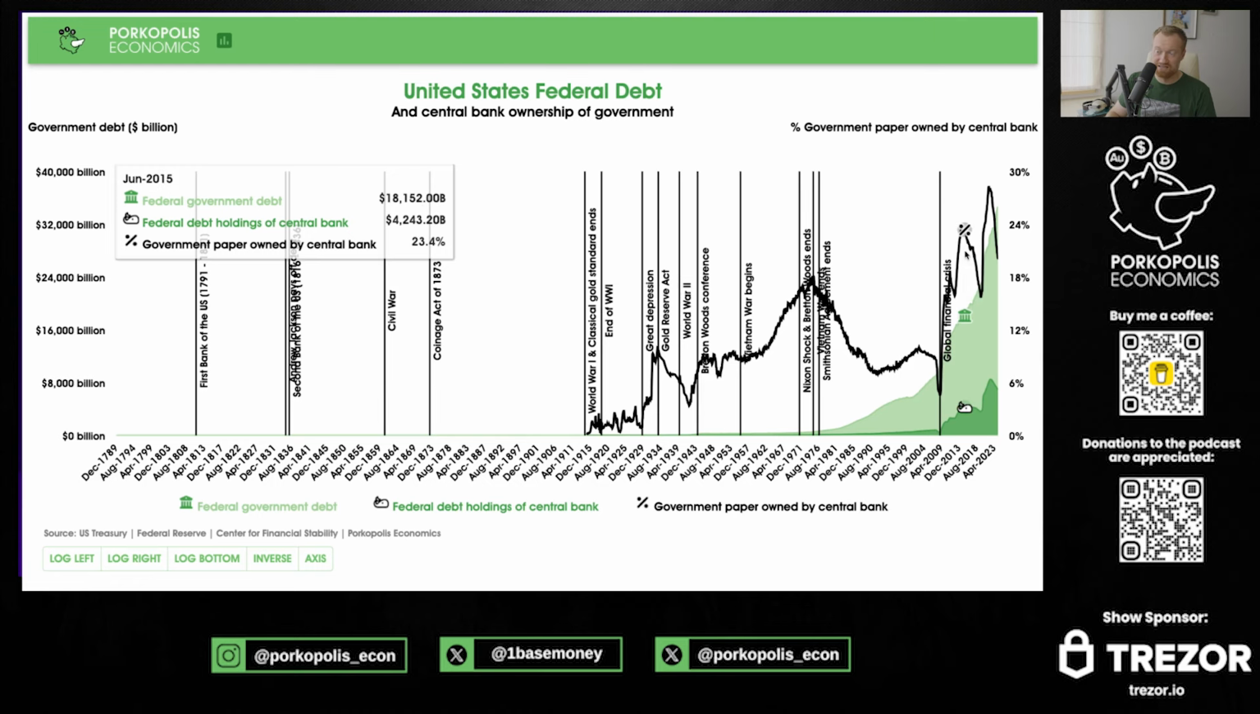Notice what happened at the end of QE3. They tried to go through this process of balance sheet normalization, all right? So they went from owning 23%, a quarter of the government debt. The Federal Reserve went from owning a quarter all the way to the eve of COVID of owning 15%.